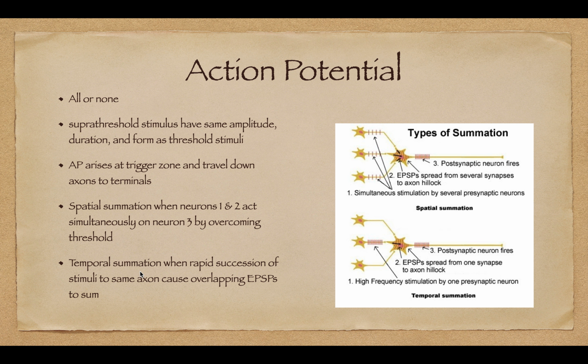Temporal summation is the rapid succession of stimuli on the same axon to cause the overlapping action potentials to summate. So like the chart before, it's just going to add on these little EPSPs in order to overcome the threshold, and then once overcome, it's going to pass the axon hillock, and the postsynaptic neuron is going to fire. But important, temporal is just one neuron, spatial is like several different neurons.